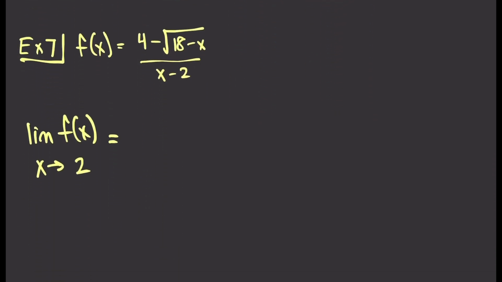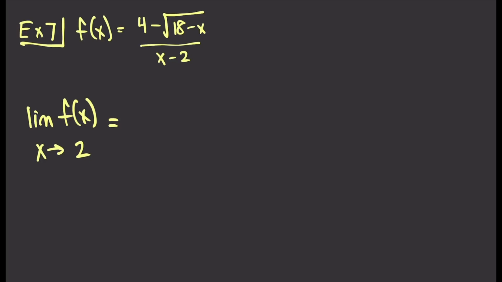Last one. So again, try direct substitution. Well, that's going to be a problem, isn't it? Because if I plug in a 2 in that denominator, I get a 0 in the denominator. I don't care what's on the top of that. I know it's going to be undefined. So what I need to do here, because I recognize I've got this radical, is I need to multiply the numerator and denominator by the conjugate of that numerator, because I need to rationalize it. So that's going to be 4 plus square root 18 minus x over 4 plus square root 18 minus x.